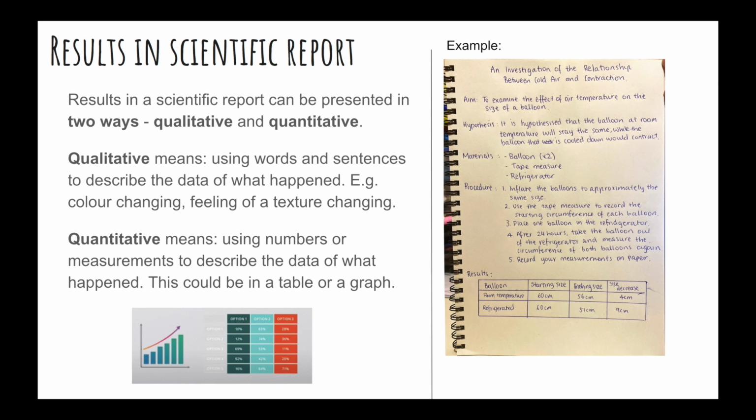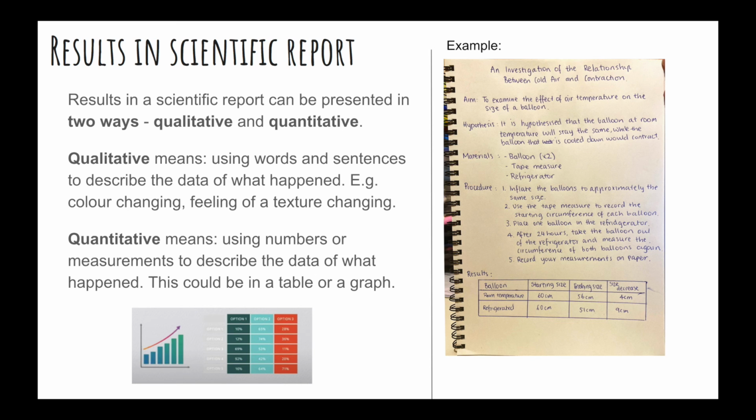As you have read, results in a scientific report can be presented in two ways, qualitative and quantitative. Qualitative means using words and sentences to describe the data of what has happened. For example, you might describe the color changing of a flower or of something that you have put dye into, or something that has changed texture, for example, melting an ice cube in heat. Quantitative is using numbers and measurements to describe the data of what happened.